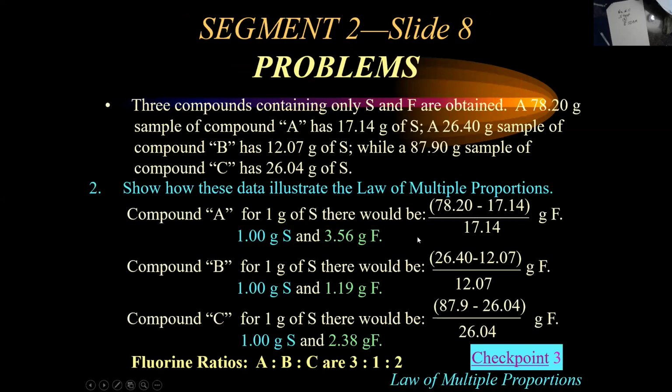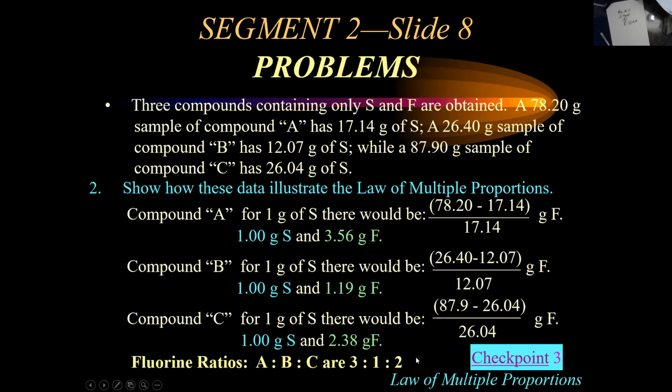Okay. What I did was I looked at these 3 numbers for the masses of fluorine. You see where I'm pointing? This is the smallest of the 3, so I'm going to divide everything by that. When I divide this into that, I get a 3. When I divide 1.19 into itself, I get a 1. When I divide 1.19 into 2.38, I get a 2.